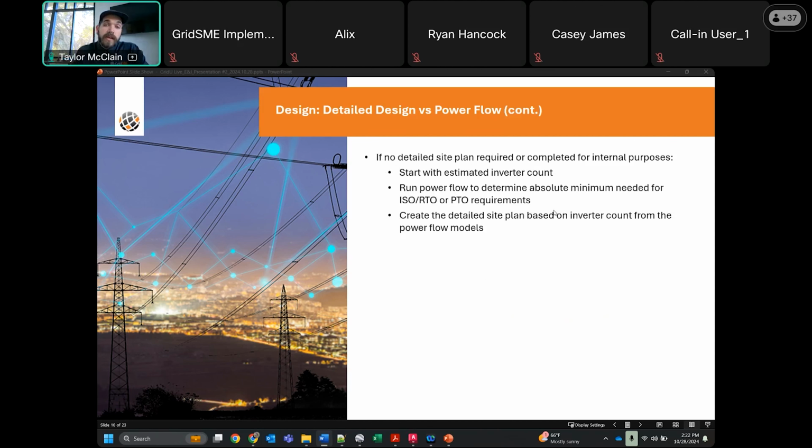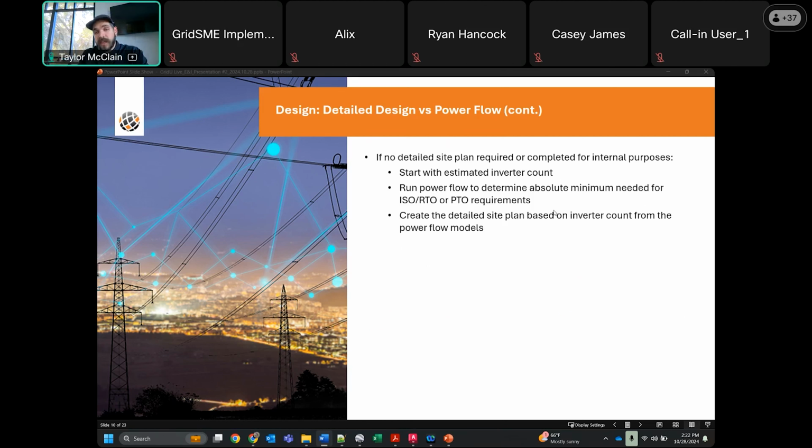So if there is no detailed site plan required, it is a little bit easier of a process. At that point, I would say allow your consultant to start with their estimated inverter count. There are techniques to estimate a collector system equivalent pretty well. It's not going to be specific, but if you're not comparing your collector system impedances to an actual detailed site plan, then the main thing you want to make sure you're doing is just approximating the impedance values high enough to make sure that you're not selling yourself short.